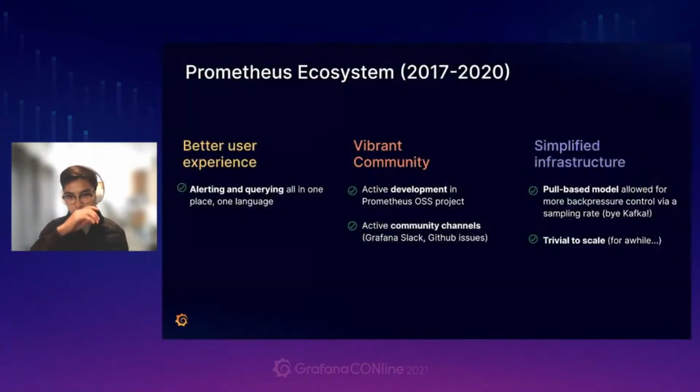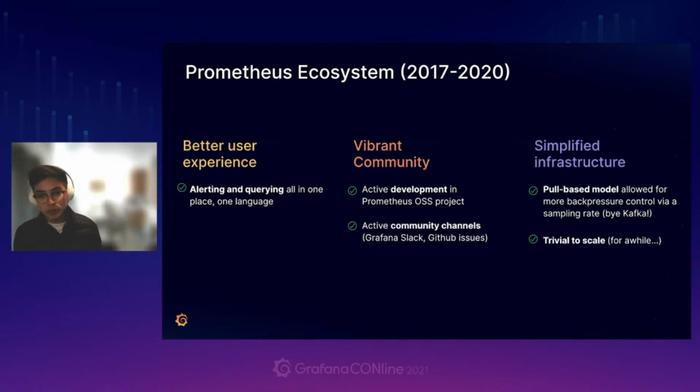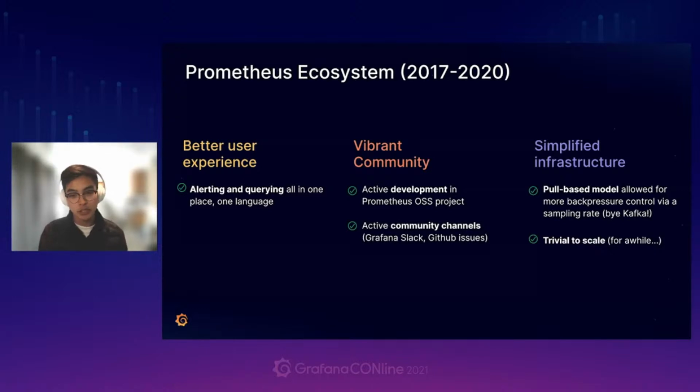The Prometheus ecosystem was created in a variety of ways. It had a simpler user experience with the unified alerting and querying language in PromQL. It also had a vibrant community. There was plenty of active development in the Prometheus open source project. And what that meant for us, in effect, was a GitHub issue hotline. So simplified infrastructure as well.